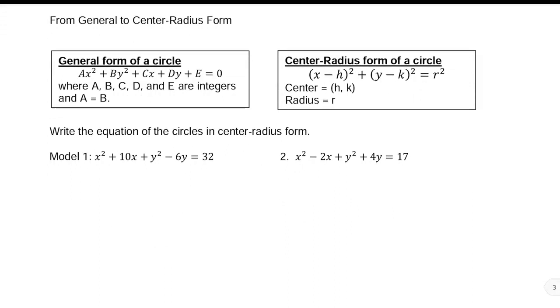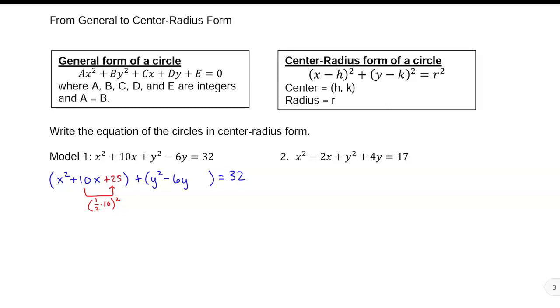In order to do this, we're going to complete the square. To complete the square, I'm going to put the x terms in one parentheses and leave some space. Then I'll put the y terms in the next parentheses, leave some space. 32 is sitting on the right side. To complete the square, I'm going to take half of 10 and square it. Half of 10 is 5, and when you square 5, you get 25.